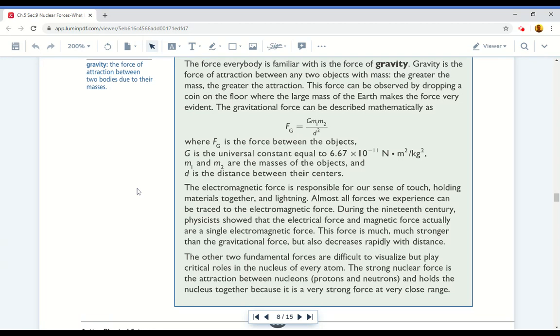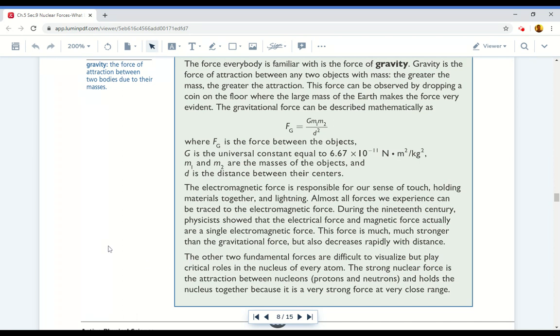The electromagnetic force is responsible for our sense of touch, holding materials together, and lightning. Almost all forces we experience can be traced to the electromagnetic force. During the 19th century, physicists showed that the electrical force and magnetic force actually are a single electromagnetic force. This force is much, much stronger than the gravitational force, but also decreases rapidly with distance.